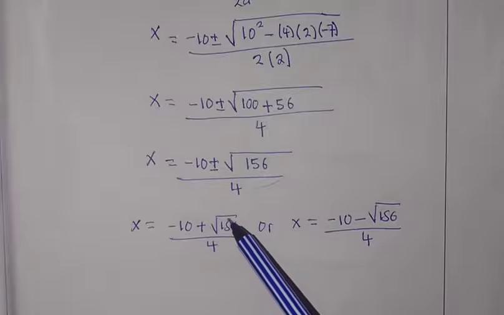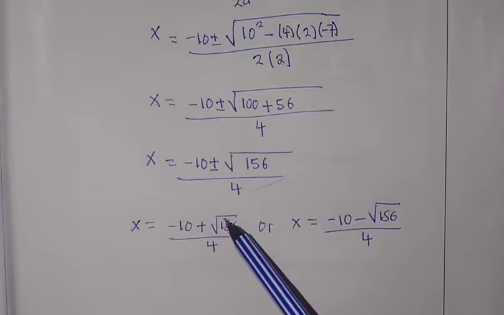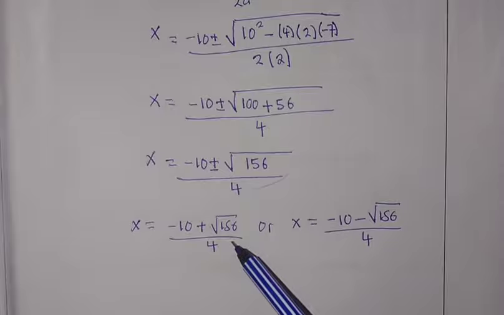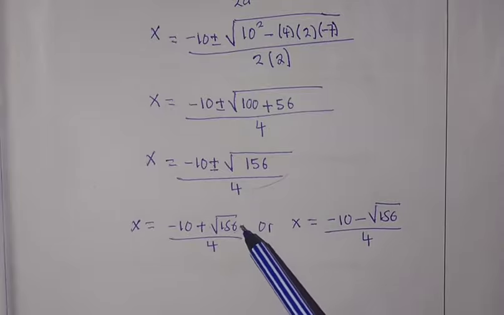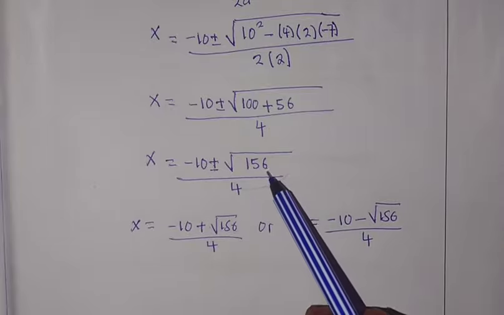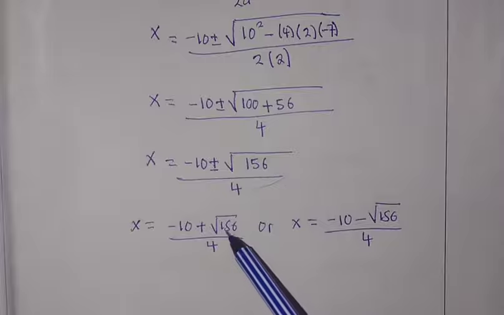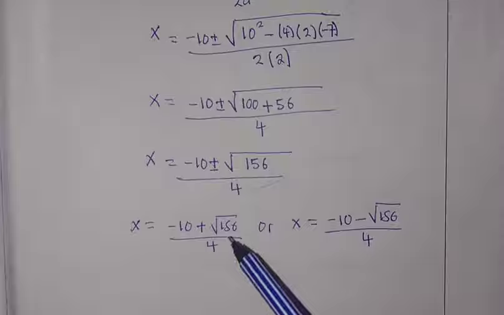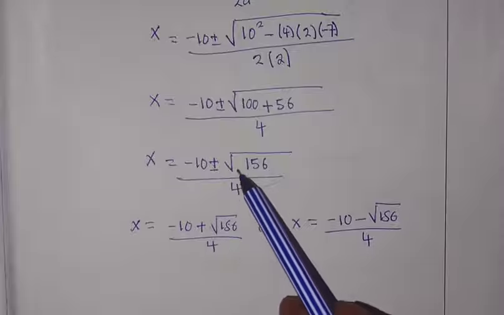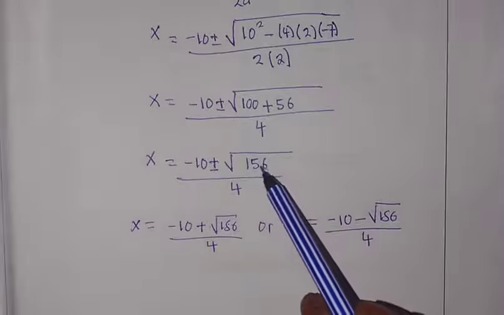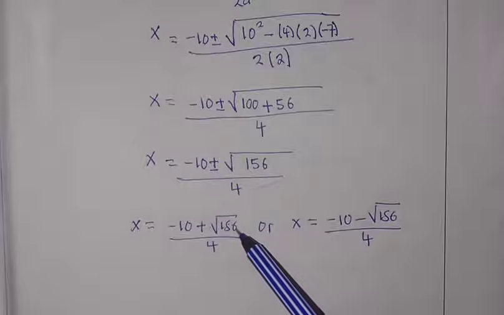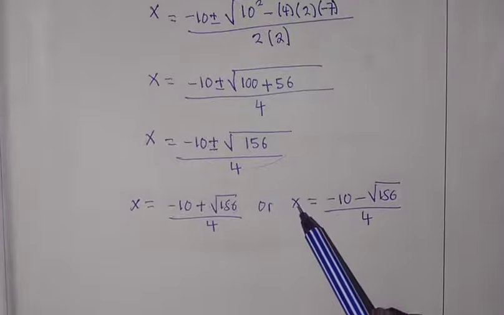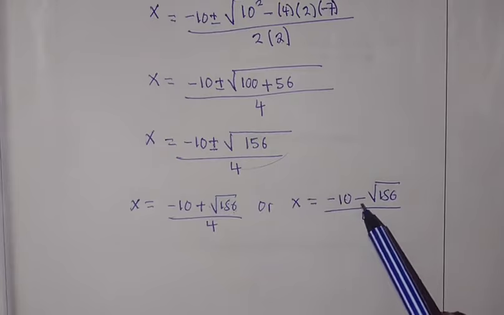So I'm writing square root of 156 because the square root that you are getting is a decimal number. But if you had a number which was a perfect square, for example, if you had the square root of 25, we know that it's a 5. I would have written a 5 here. But in this case, I'll get a decimal number. So I'll just use this one, square root of 156. Then I also write, or x is equal to negative 10 minus square root of 156 divided by 4.